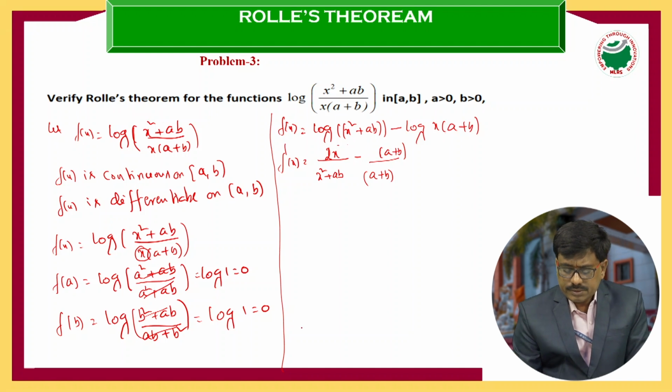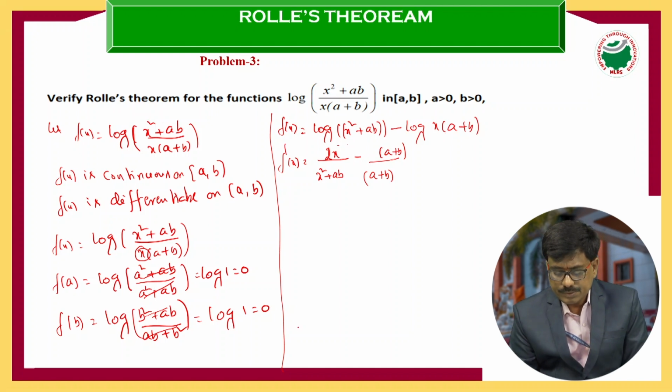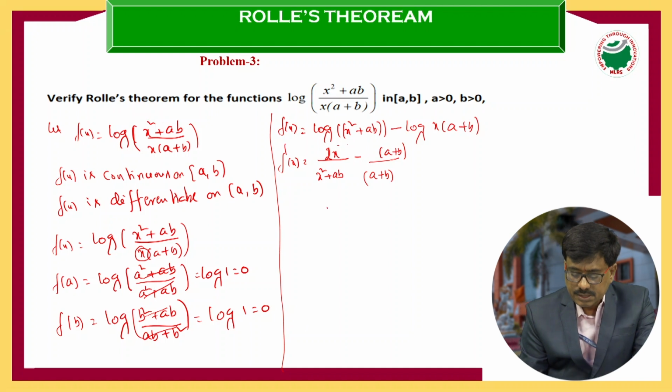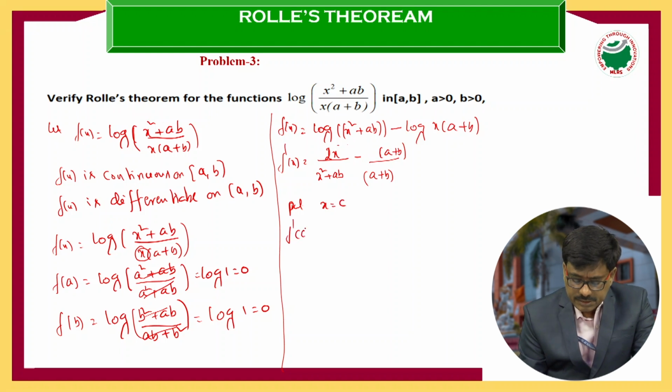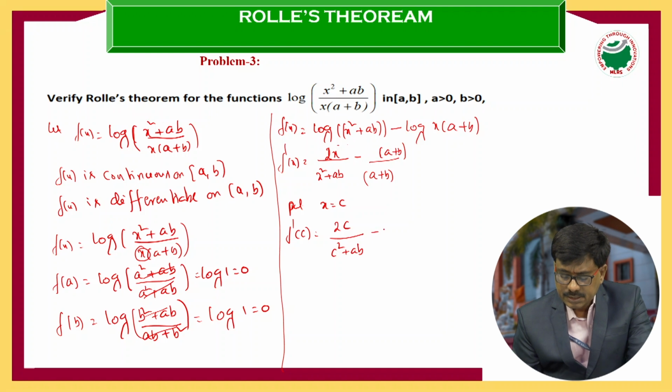Okay, we need to substitute x replaced by C. What happens? F dash of C is equal to 2c divided by c square plus ab minus the inner derivative of this function. This gets cancelled. This is nothing but 1.